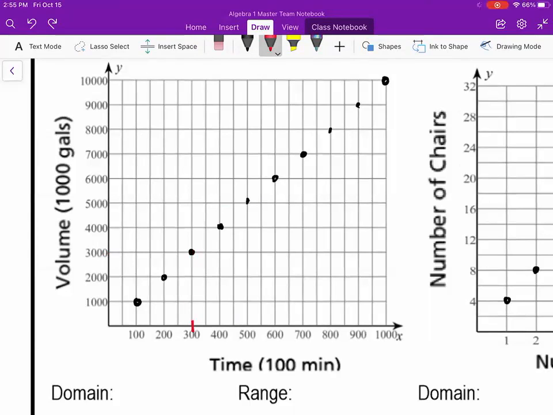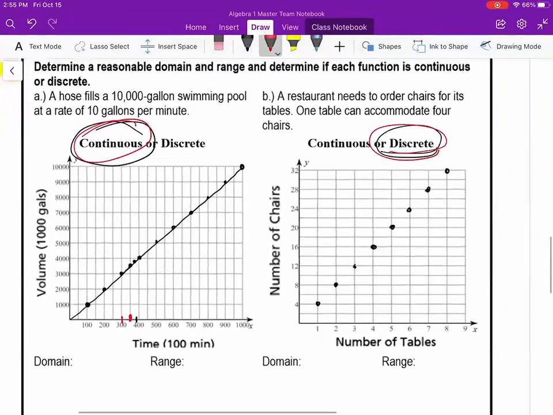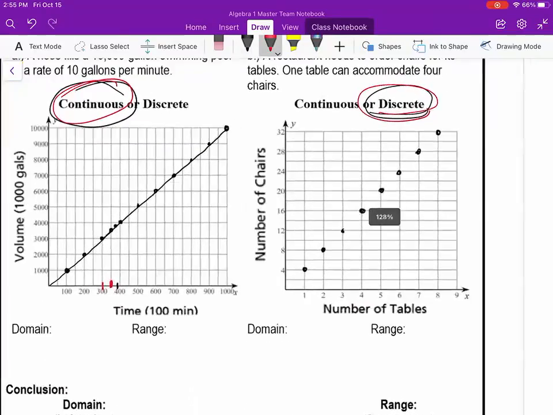So think about it this way. When we have 350 minutes, we're going to have 3,500 gallons. When we have 380 minutes, we're going to have 3,080 gallons of water, which means that there is a bunch of points in between. So we could actually connect the dots, and that creates a continuous graph. So this is going to change the way we write domain and range.